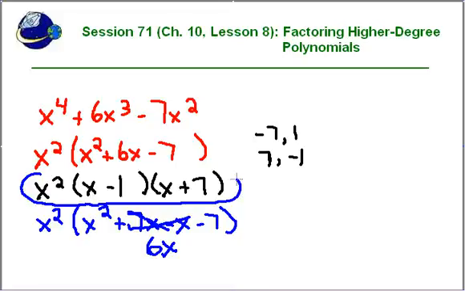After we factored out the x squared, we then factored x squared plus 6x minus 7 into x minus 1 times x plus 7, and that all being multiplied by our x squared that was originally brought out at the beginning. So there's our factorization of this higher degree polynomial.